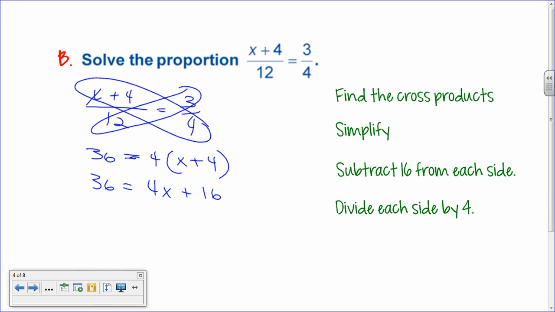Now you just fall back into what we learned over the last couple of days, right? Where do I move first? 9. Good. It gives me 4x equals 20 divided by 4. X equals 5. Everybody good?